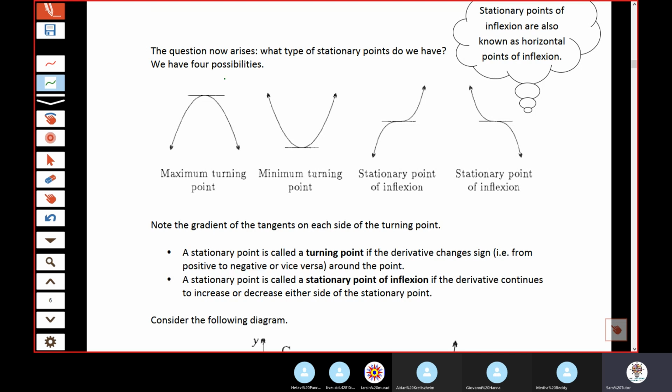Okay, the question now arises. What type of stationary points do we have? There's actually a few different types. We've got a maximum turning point or stationary point. We've got a minimum stationary point, the ones you guys are aware of. And then we've got the one I think Giovanni was saying before. We've got these ones here. These squiggly ones that are coming from cubics. They're actually called horizontal points of inflection. Why? Because they're horizontal and they're points of inflection. We'll talk about points of inflection soon.